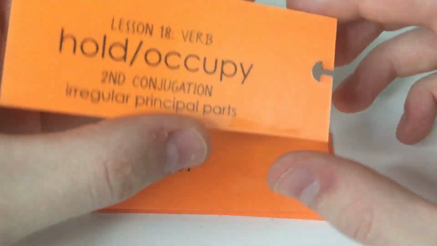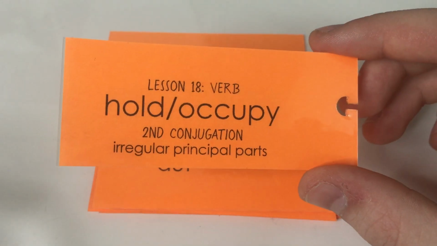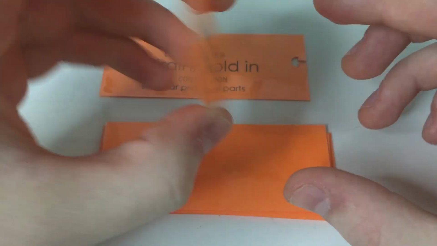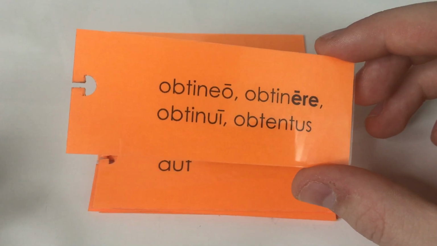instead means hold or occupy. Now this one is interesting. It's easy to remember if you think of the word obtain. Obtain something to hold or occupy.